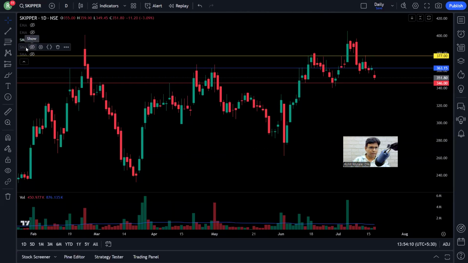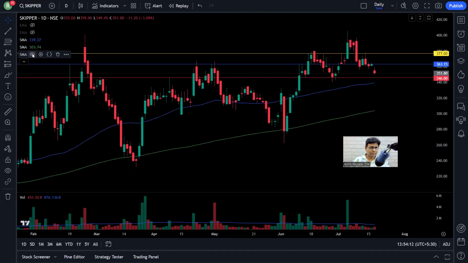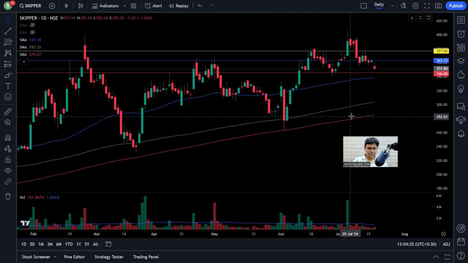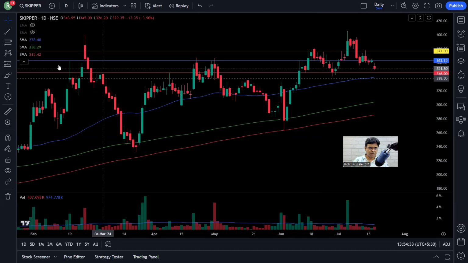So let me add the moving averages. So blue, green, red: the 50-day moving average, 150-day moving average, and the 200-day moving average. As long as I have this blue, green, red combination, I am interested in the stock. So this is a strong uptrending stage two stock. Okay, that is one reason I bought the stock.